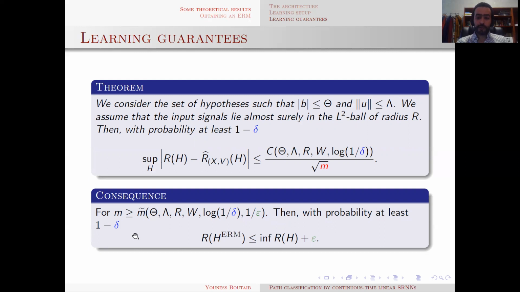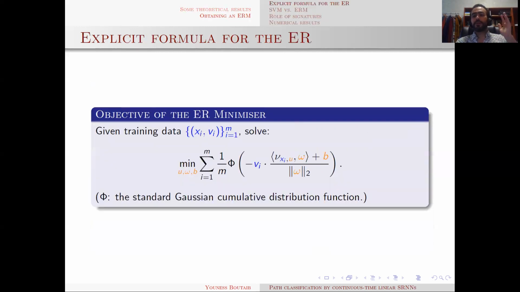That means that with high probability, the true risk of the empirical risk minimizer is smaller than the risk of any other hypothesis in your hypothesis class plus a small margin epsilon. So now we have our objective, which is to try to find the empirical risk minimizer. So that means that we have to write down the formula for the empirical risk, which can be written explicitly because we have Gaussians everywhere using the Gaussian cumulative distribution function. So we want to minimize this quantity, which is smooth now thanks to the noise.